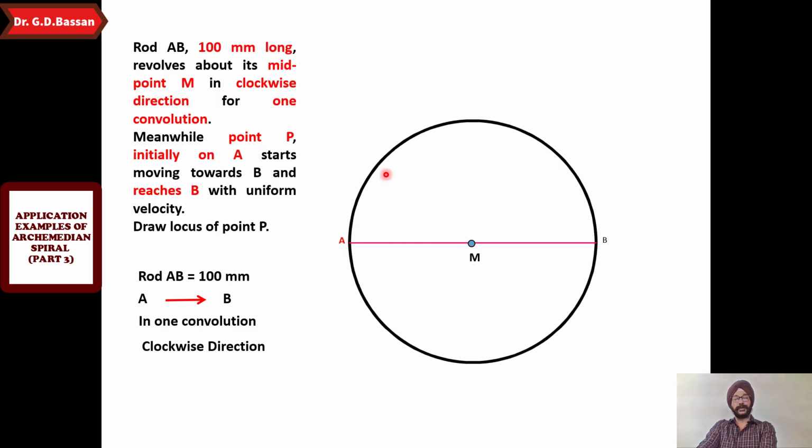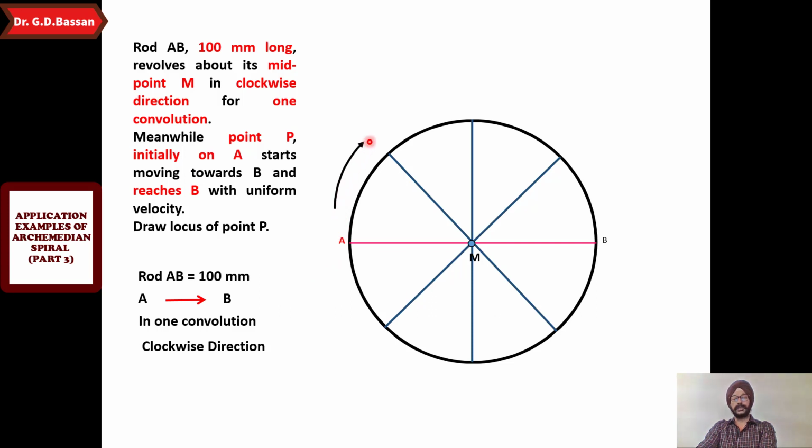Now, let us divide the circle into a number of equal parts. Say we divide this circle into 8 equal divisions. Now as we know that the rod is rotating in the clockwise direction, we have to give the numbering also in the clockwise direction, that is A1, A2, A3 up to A8.